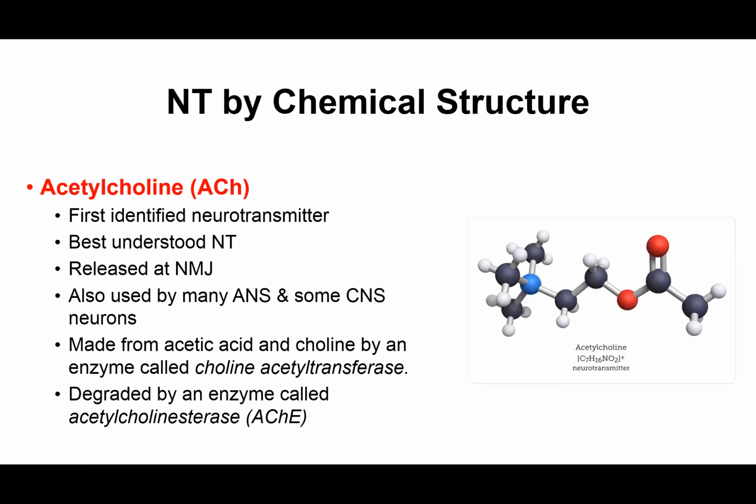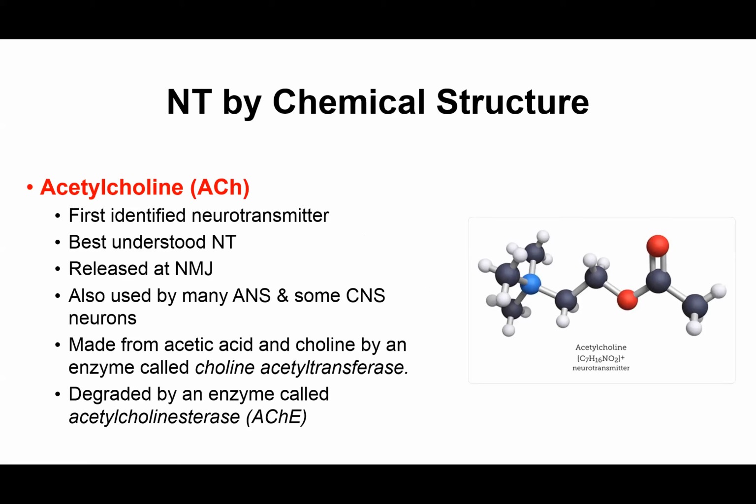So in terms of chemical structure, we'll go through the classes here. First and foremost, acetylcholine is in a class of its own because it was the first identified neurotransmitter and is the best understood one. If you remember back to the muscle tissue lecture, acetylcholine is released at the neuromuscular junction. But in addition to being present there, acetylcholine is also used by many autonomic nervous system and some central nervous system neurons.